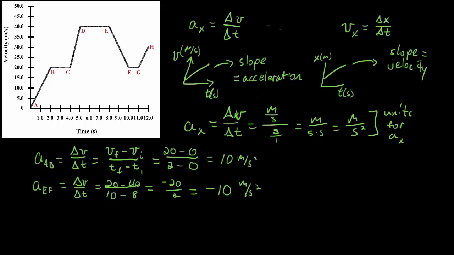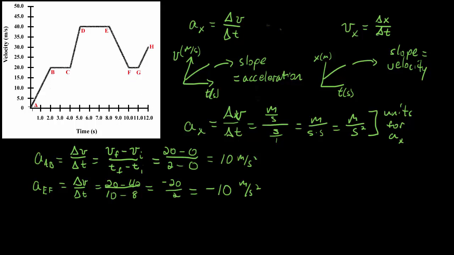So here we have 10 meters per second squared, negative 10. So on this one, from A to B, my velocity is increasing. So I can see that it's increasing. It's becoming more and more positive. Here, my velocity is decreasing. So I can see that my velocity is dropping down towards 0.